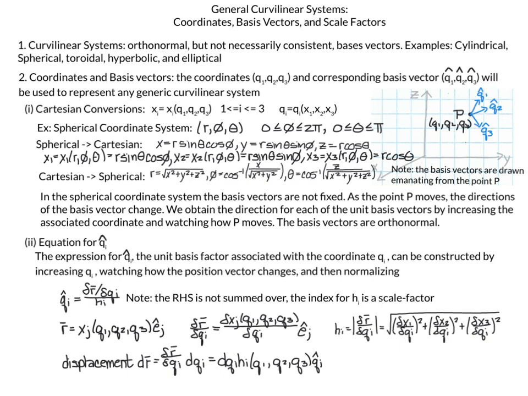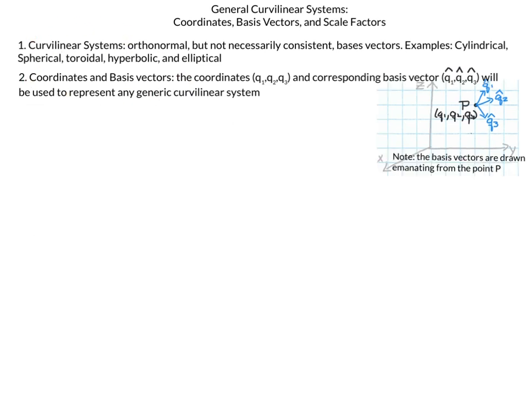And note that the basis vectors are drawn emanating from the point P, since the basis vectors will change as we move around in the three-dimensional space. We will talk about conversions from Cartesian coordinates, and we'll use our spherical coordinate system as an example. And then the next thing we will do is come up with general equations for general curvilinear systems of our basis vectors in terms of our regular Cartesian coordinate system. That's it for our overview, so we'll start with curvilinear systems and our coordinates and basis vectors.